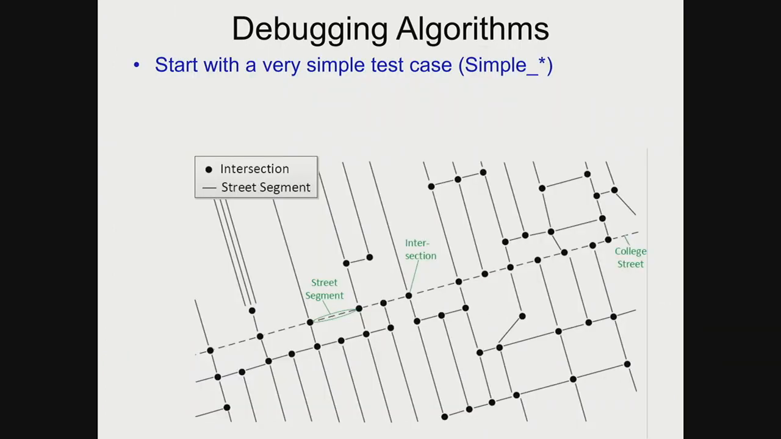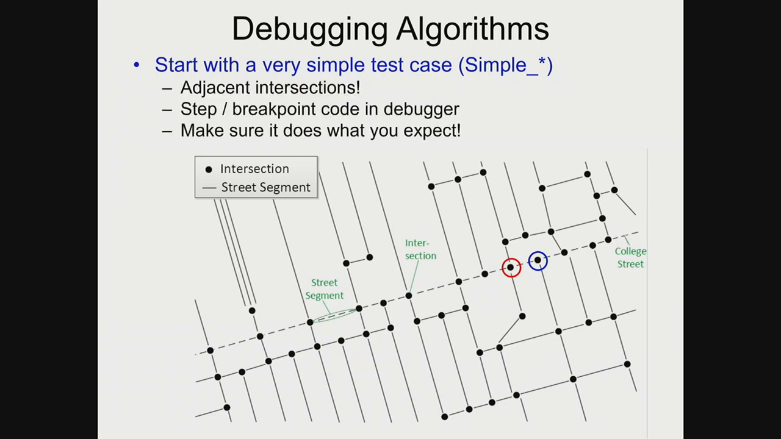Okay, so I just mentioned this already, but basically debugging algorithms is tricky because it's not just that your code doesn't crash and does approximately the right thing, it has to do exactly the right thing. So it's best to start with very simple test cases. So that's those simple tests. Intersections that are right beside each other.